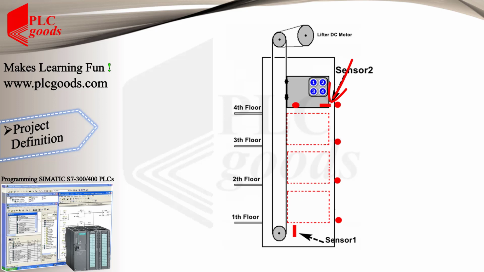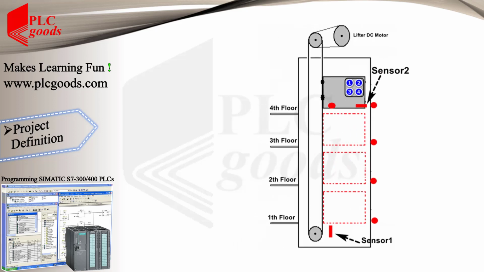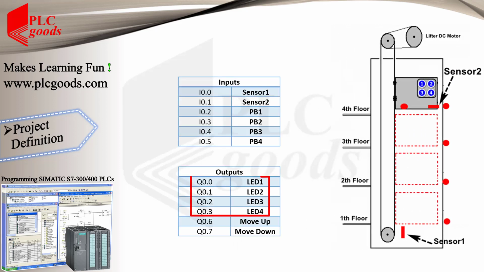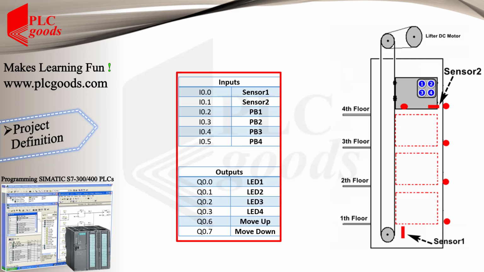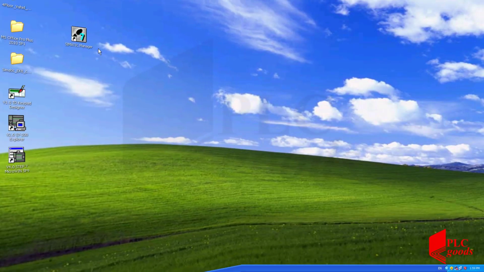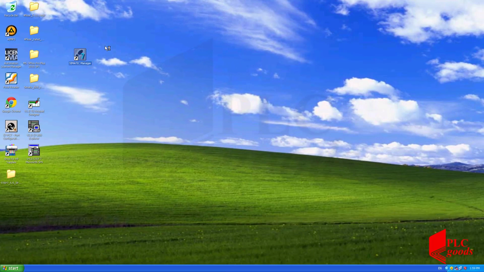For example, when the cabin moves upwards, each pulse of this sensor means the current position of the cabin has increased one floor. Also, 4 LEDs were used to indicate the current position of the cabin, and these two tables illustrate all input-output addresses of my PLC which will be used in this project. Alright, let's start the video by launching SIMATIC Manager software.